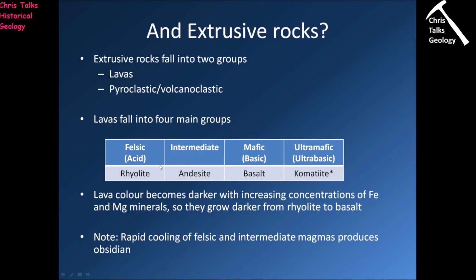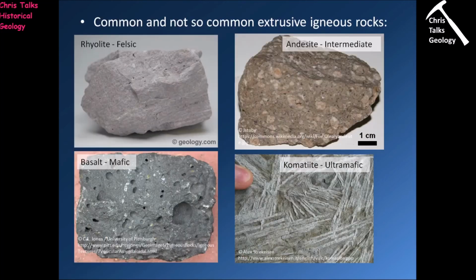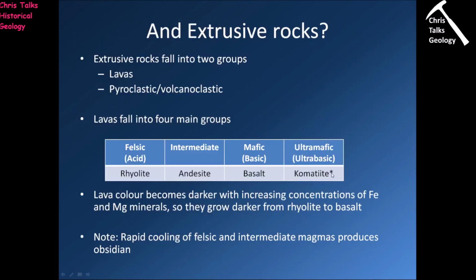So that's the first way that we classify extrusive igneous rocks. We simply look at the colour of them. So if we look at them here, what do we have? Well, we can see we have the rhyolite here, so that's felsic, the andesite here, intermediate, the basalt here, mafic, and the komatiite here, that's ultramafic. Now, you might have noticed a couple of times that when komatiite appears, it has a little asterisk next to it.